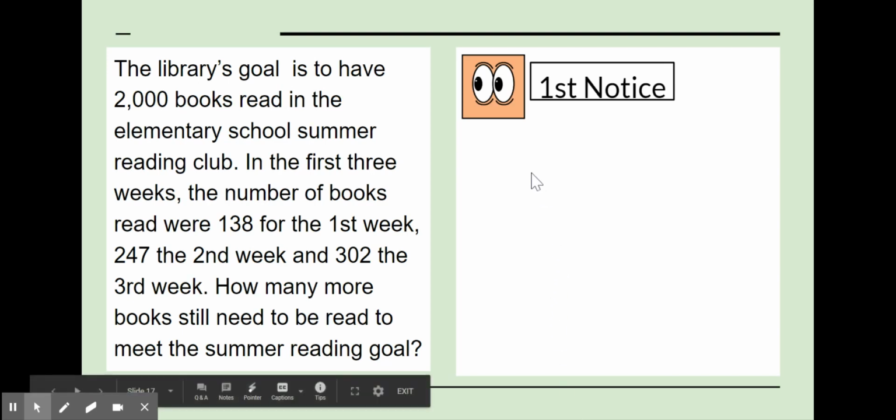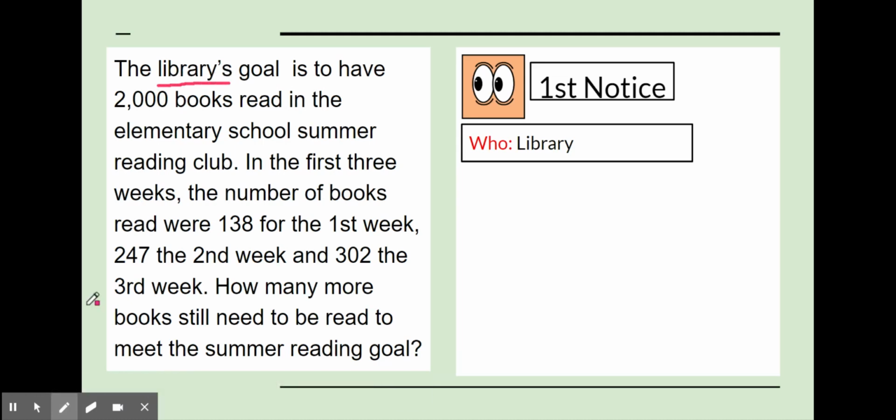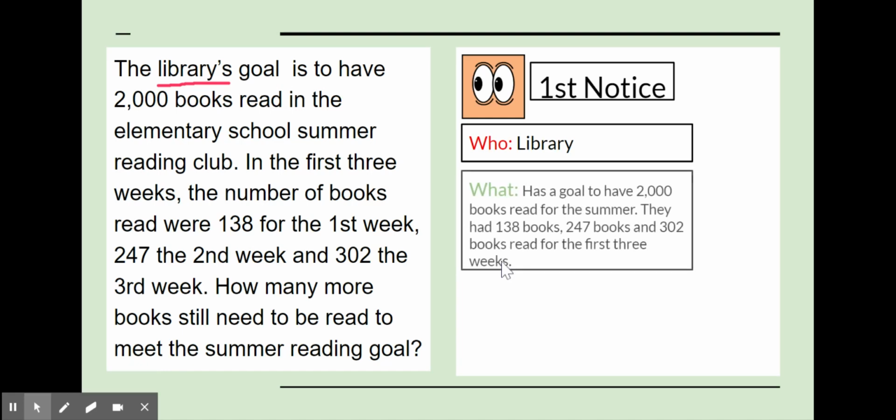In our first notice, we're still noticing who is our story about, the library. What is this library doing? Well, this library has a goal to have 2,000 books read for the summer. They had 138 books, 247 books, and 302 books read for the first 3 weeks.